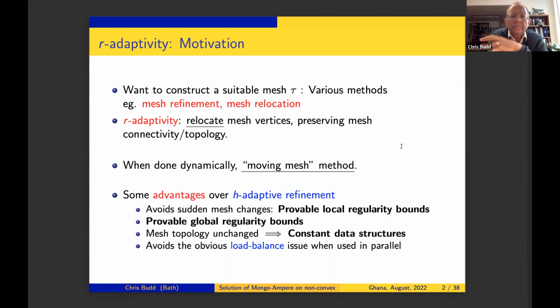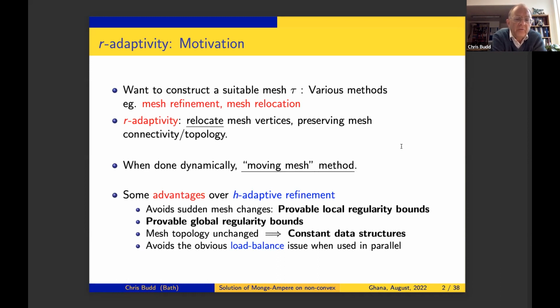Another is that when you develop meshes, you always want to know what the quality of the mesh is. That's generally expressed in terms of skewness or small angles and something. And that's quite hard to control with an H adaptive method, but is actually very straightforward to control with an R adaptive method.